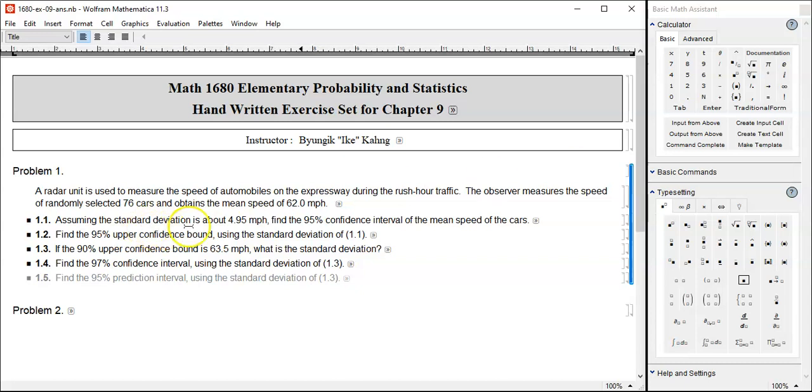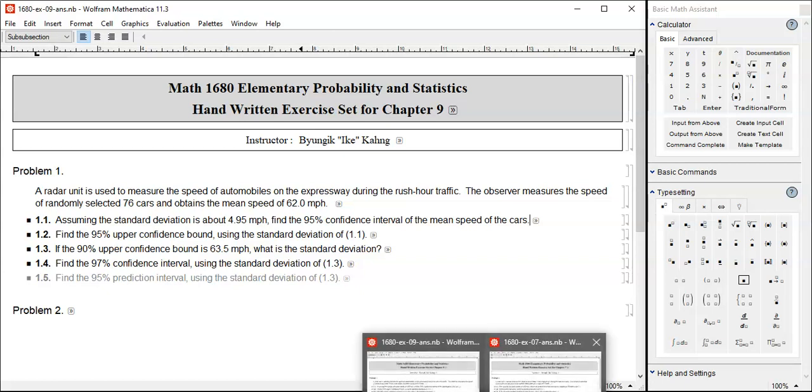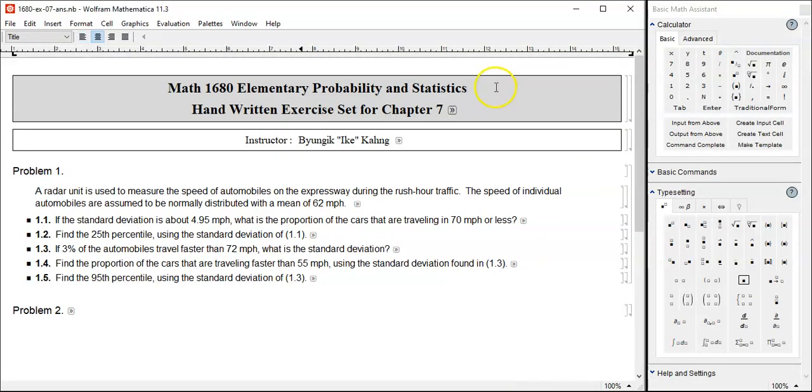Assuming the standard deviation is about 4.95 miles per hour, find the 95% confidence interval of the mean speed of the cars. Now, before starting this problem, do you recognize this problem from exercise set for chapter 7? Similar setting, presumably the same expressway, same radar unit, and the same mean of 62 miles per hour.